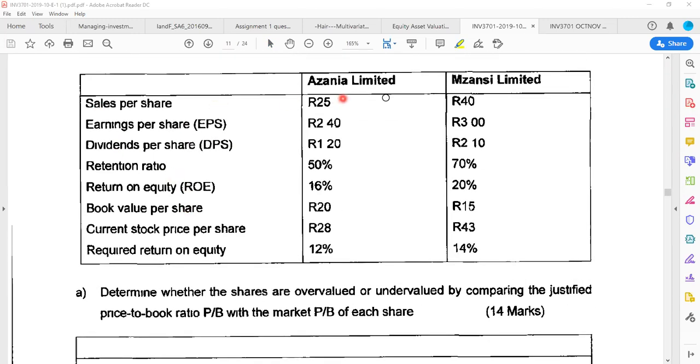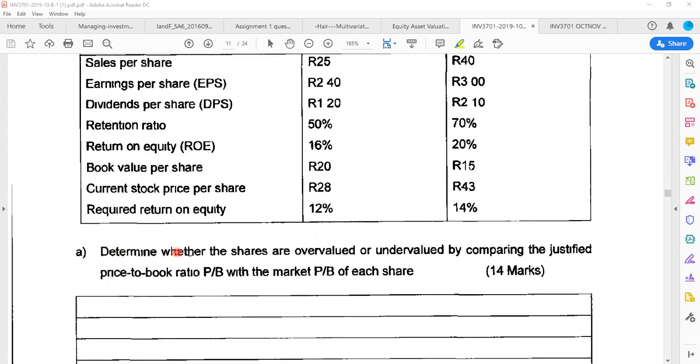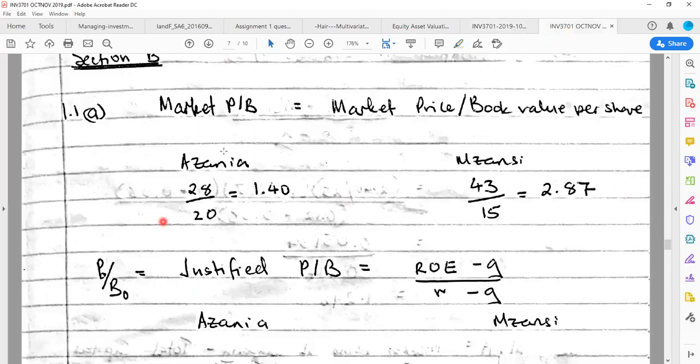Then we're given the sales per share for both companies, the earnings per share, the dividends per share, the retention ratio, return on equity, book value per share, current stock price per share, and the required return on equity. And then we are asked to determine whether the shares are overvalued or undervalued by comparing the justified price to book ratio, PB, with the market price to book ratio for each share. Now, if you remember the market ratios, like market price to book, you simply take your market price divided by your book value per share, right?